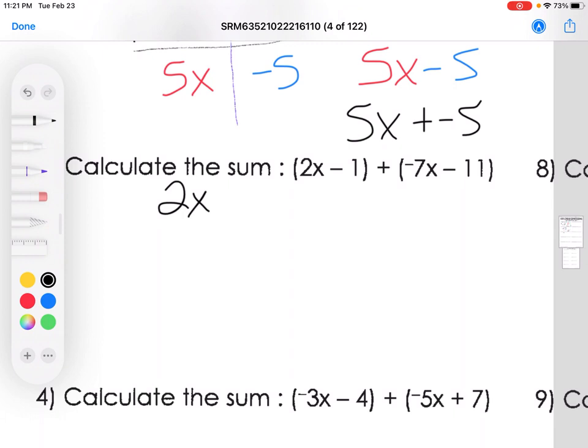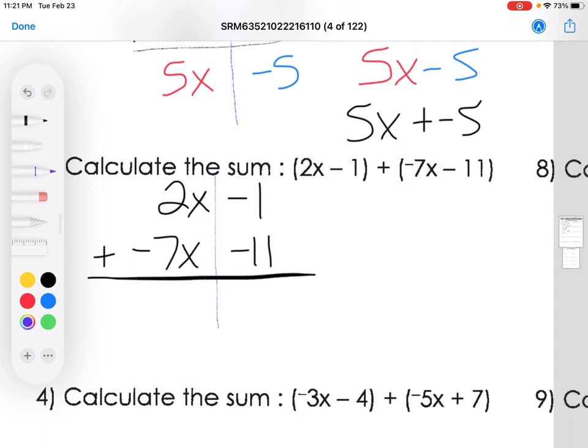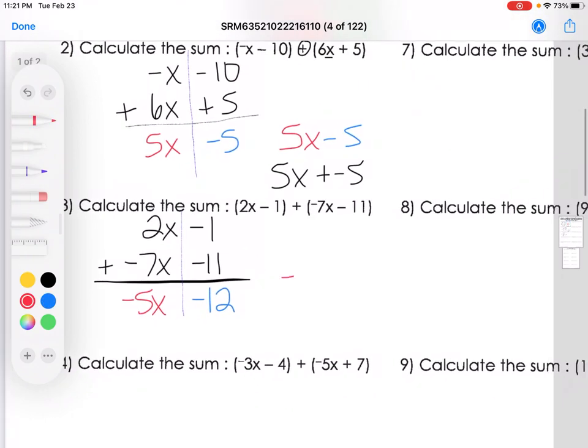So 2x minus 1, and then I'm adding negative 7x minus 11 to that. Again, I want to separate that to keep from getting confused. So I have negative 1 plus negative 11, which is negative 12. And then I have 2x plus negative 7x, which would be negative 5x. So my sum would be negative 5x minus 12.